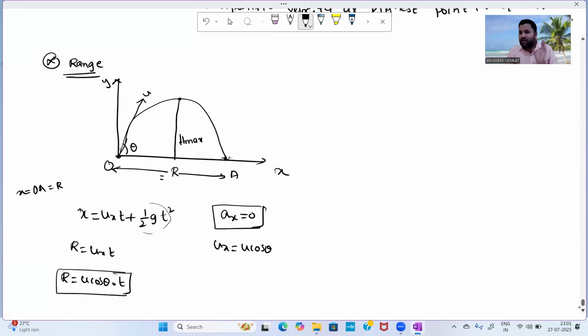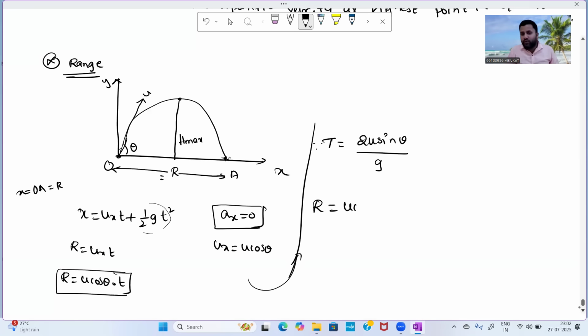What is the time of flight formula? Can anyone tell? Time of flight equal to 2u sin theta by g. Right? Therefore, range equal to u cos theta into t, and time of flight is 2u sin theta by g. This is the time of flight formula.